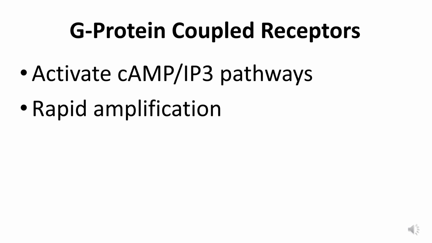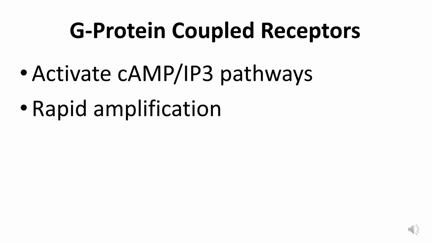Two major pathways are the cAMP pathway and the IP3 pathway. In the cAMP pathway, the enzyme adenylate cyclase becomes activated. This enzyme converts ATP into cyclic AMP, or cAMP. cAMP acts as a second messenger inside the cell. It quickly activates enzymes and cellular responses.